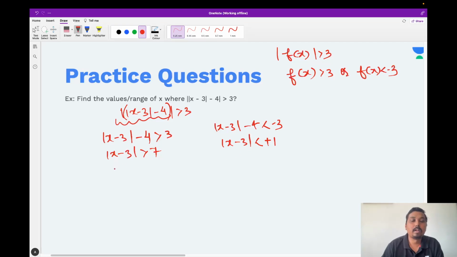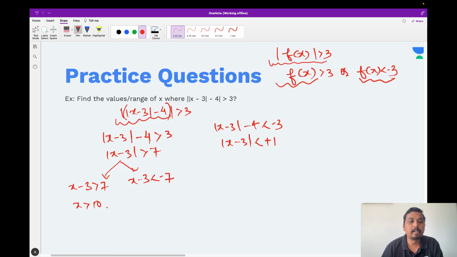Now mod of fx is greater than 3. Again, you can break it in two patterns, this and this. It is all about applying your particular properties. So again, mod of x minus 3 is greater than 7, or x minus 3 less than minus 7. So x is greater than 10, or x is less than minus 7 plus 3, which is minus 4. So this is the solution I have got from one side. Now let me see the other side.